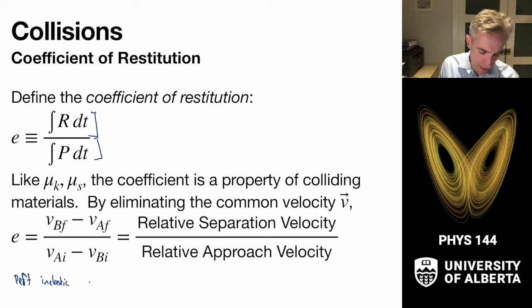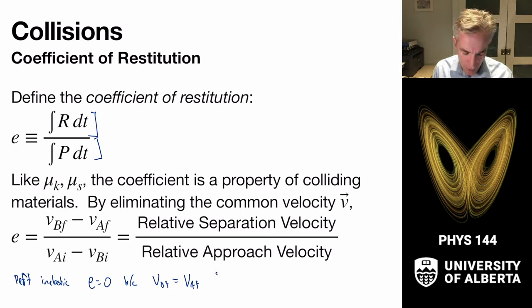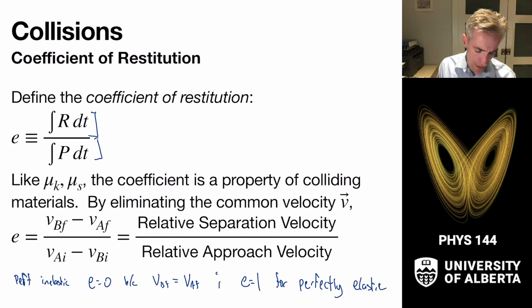I will note that for a perfectly inelastic collision, e is equal to zero because v_B final is equal to v_A final, and so the top cancels out. In a perfectly elastic collision, you plug in all the numbers and you find that e equals one. And so I'll finally note that zero is less than or equal to e is less than or equal to one. So it's just a number between zero and one.